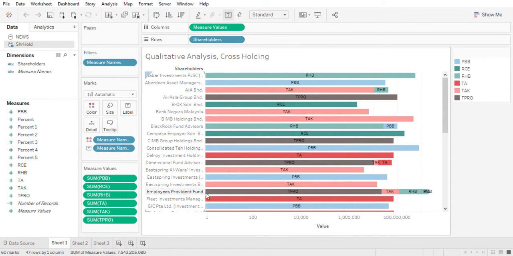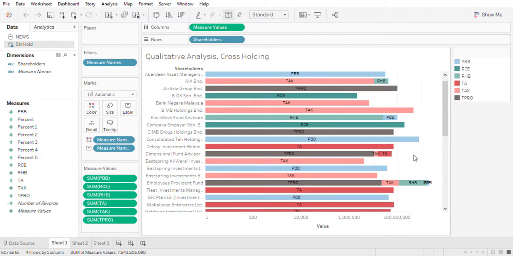Employees Provident Fund over here is the highest cross holder. It has holdings in Tune Protect, Insurance Company, Takaful, Insurance Company, Bank, RHB, RC Capital, and Public Bank. So it has absolute holding in everything. So the Employees Provident Fund is a kind of major investor on Bursa Malaysia, as we can say.